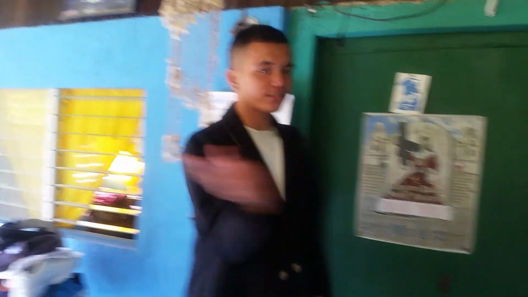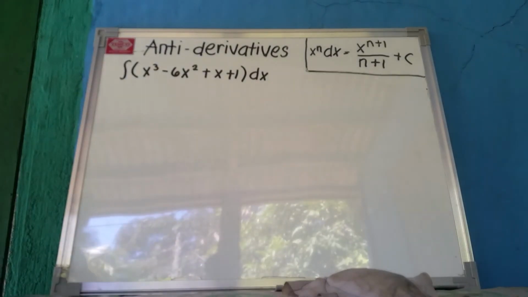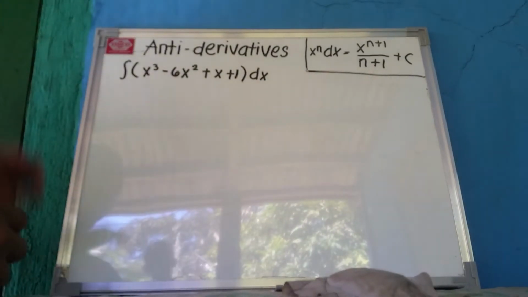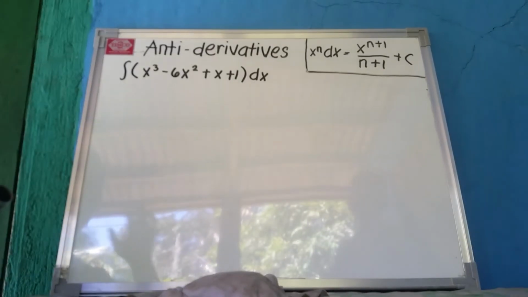Now, that was a ride. We've gone through the derivatives. So now we are going to talk about the antiderivatives. So, we are now in the antiderivatives.